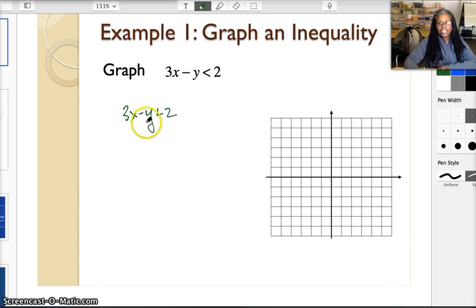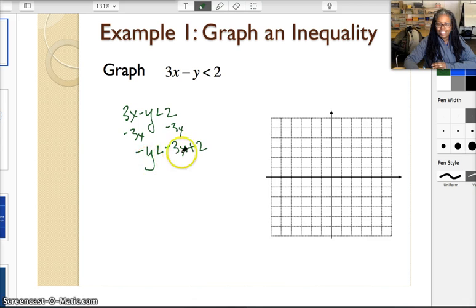So the first thing I need to do is get y by herself. So I have negative y is less than negative 3x plus 2. Notice what I did. I subtracted 3x from both sides of my inequality. Cool, right? Now this negative y is not what I'm trying to solve for. I'm trying to solve for a positive y. So in a sense, I'm going to have to divide both sides by -1 or multiply both sides by -1.